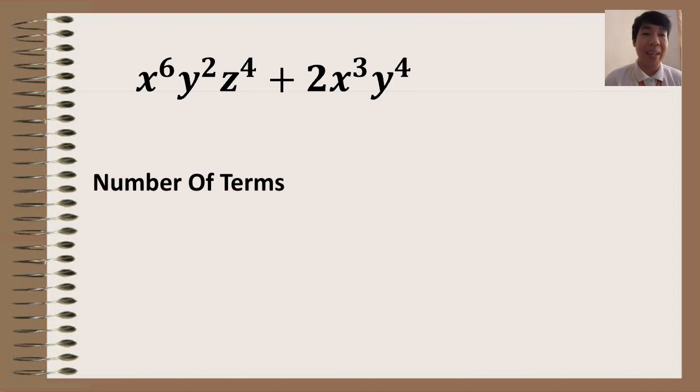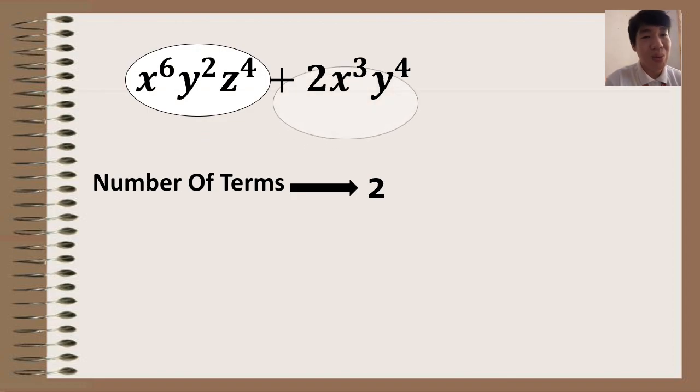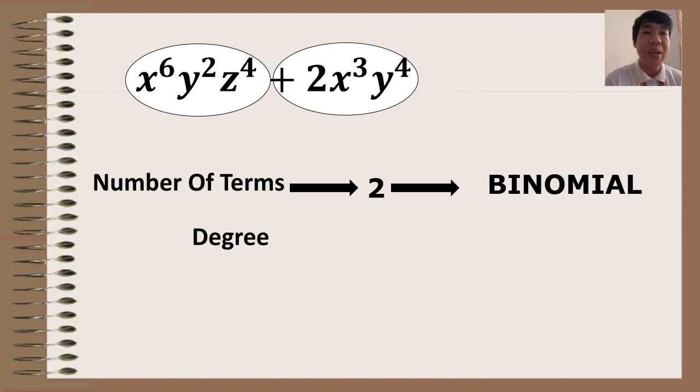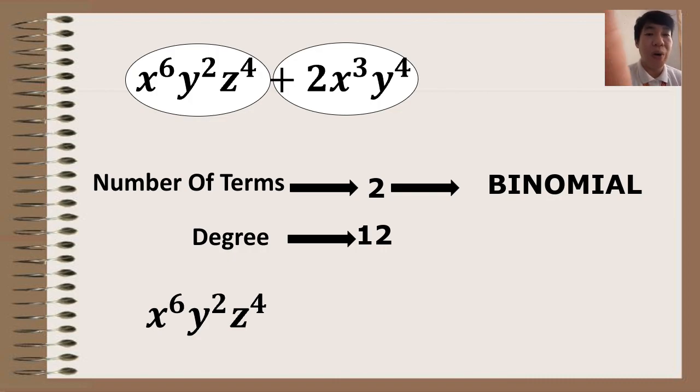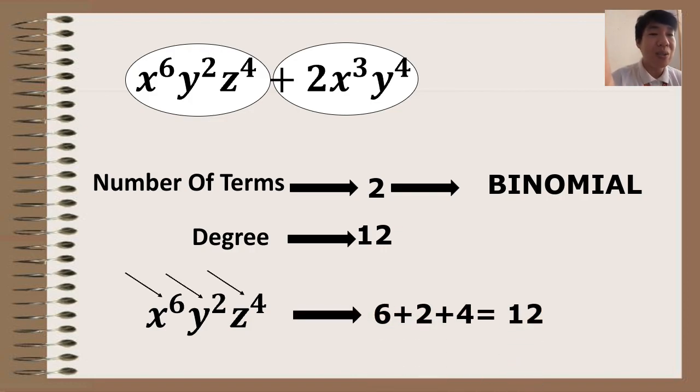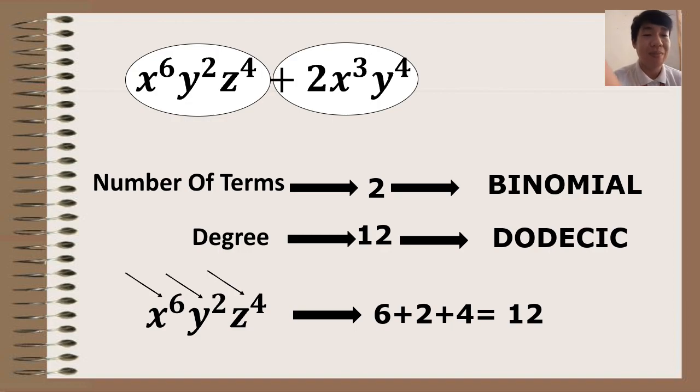Then, we can identify the number of terms. 1 and 2. We have a number of terms of 2, then we can classify it as a binomial with a degree of 12. In the first term, there are 3 variables, x, y, z, and it has the exponents 6, 2, and 4. So we add the exponents, 6, 2, and 4. 6 plus 2 plus 4 is equal to 12. So, when the degree is 12, we can classify it as a duodecic.